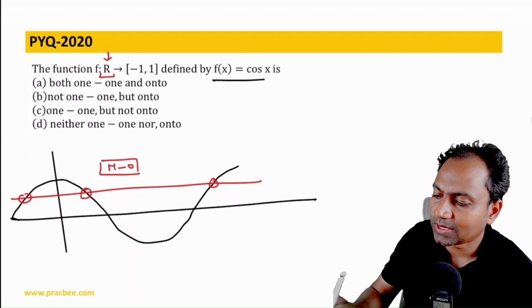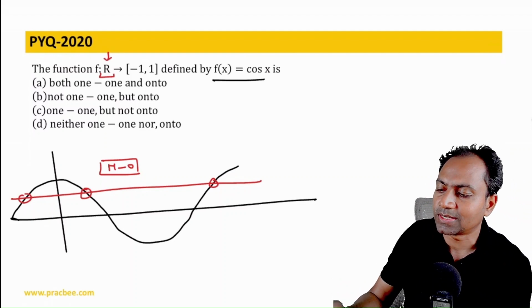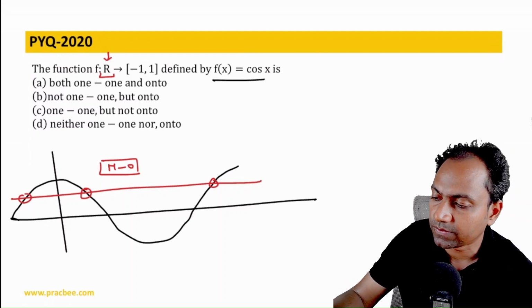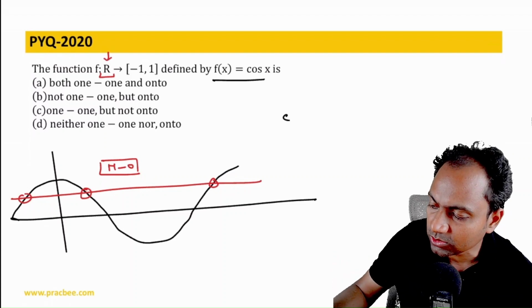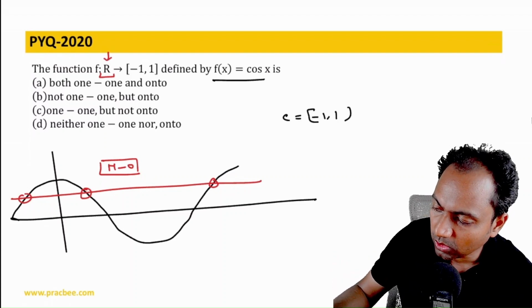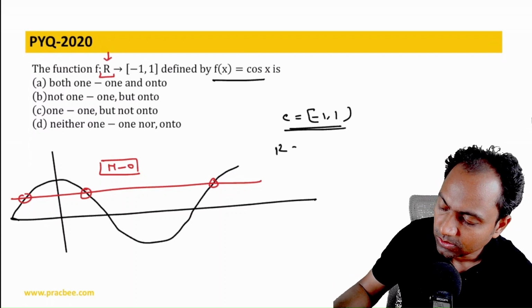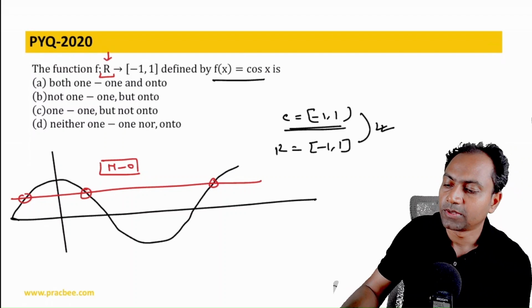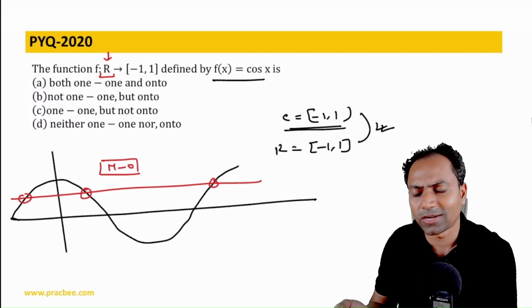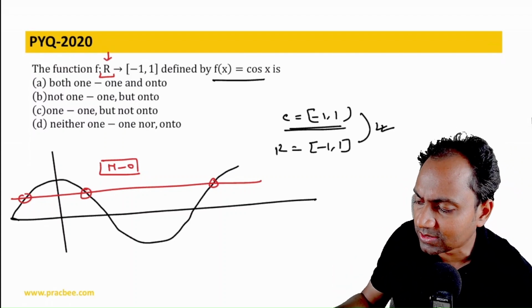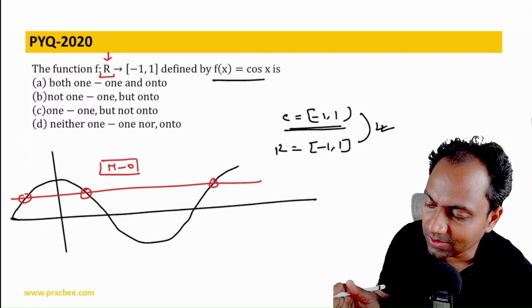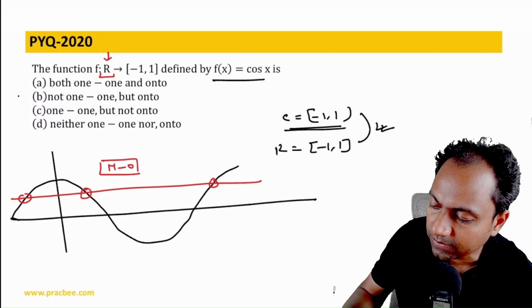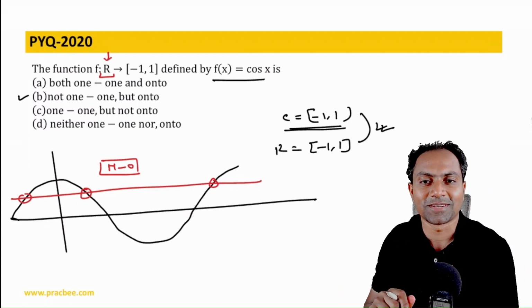So this we have figured out. Now one more piece of information they are asking is whether it is onto or not. You can see that the codomain is also -1 to 1, and we all know that the range of cos x is between -1 and 1. So both of them are the same, based on this graph and also based on basic understanding. So we can say it is onto. So the onto part is fine. So it is many-one onto, not 1-1 but onto. So option B becomes correct.